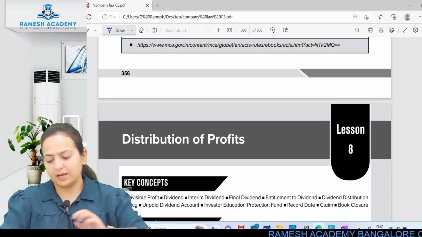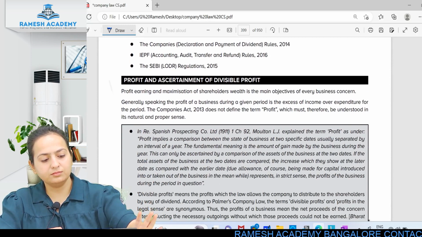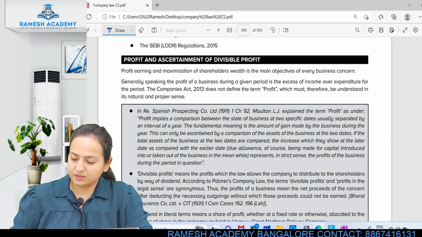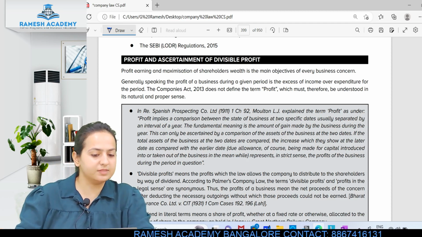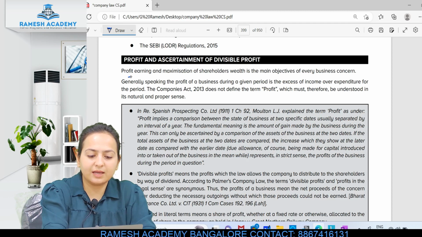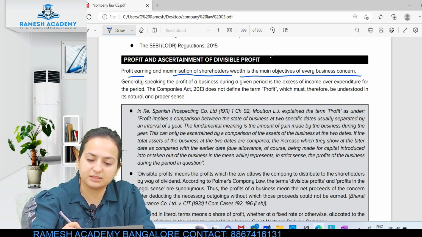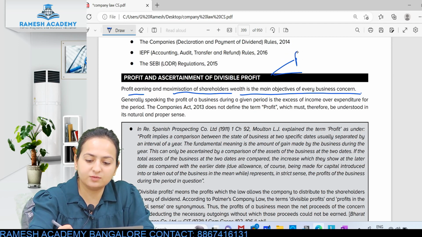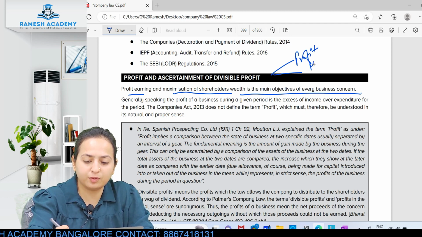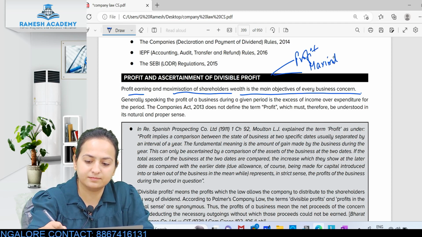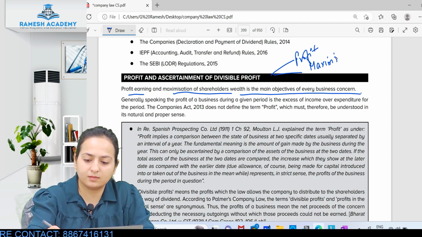So let us come to the chapter. Profit earning and ascertainment of the divisible profits. Profit earning and maximization of the shareholders' wealth is the main objective of the business concern. So what are the two objectives of any business? First is to make profits, and then is to maximize the shareholder wealth.